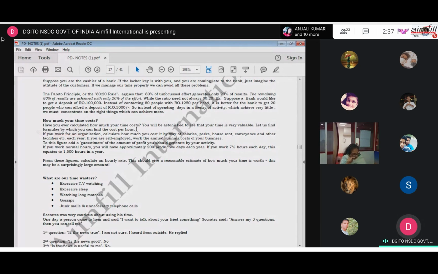Now the 7th one you write, cost of time for a 3-minute phone call, which you all make. Cost of time for a 3-minute phone call: 5.50 into 3, which will give you 15 rupees and 75 paise. Can you repeat once again? 5.50 multiplied by 3 gives you 15.75.